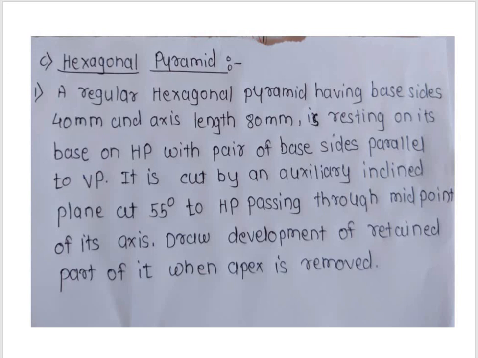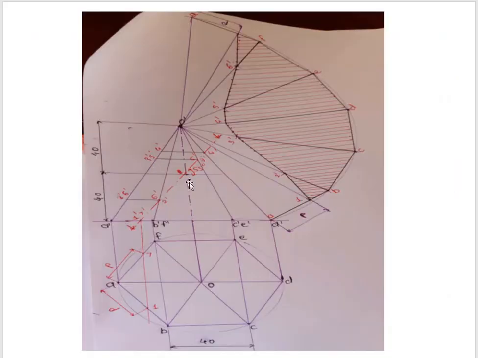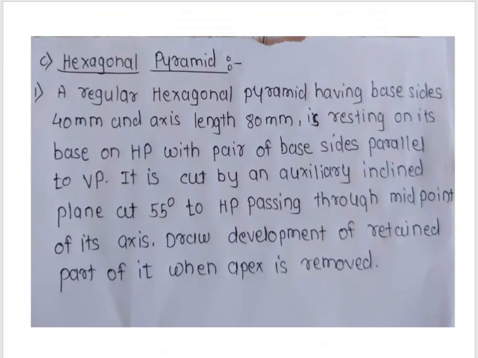Okay, so they have given the base side as 40 mm to this hexagon and 80 mm as the axis height. So friends, first of all we have to make the top view and the front view. So simple, again draw the XY line.